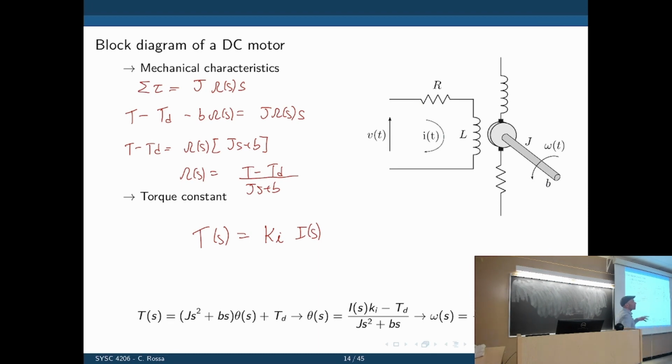Is that a constant that relates them? So it's the K times the current times the function of the current? No, just K times the current. Ki is the constant times the current. Okay, got it. Yeah.